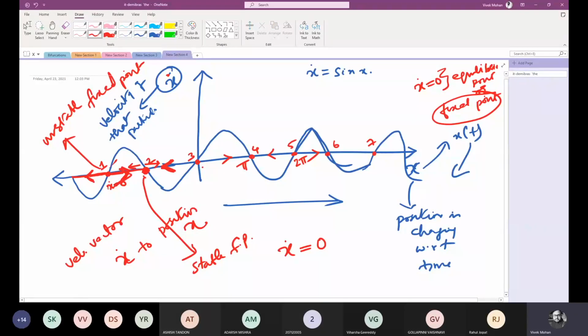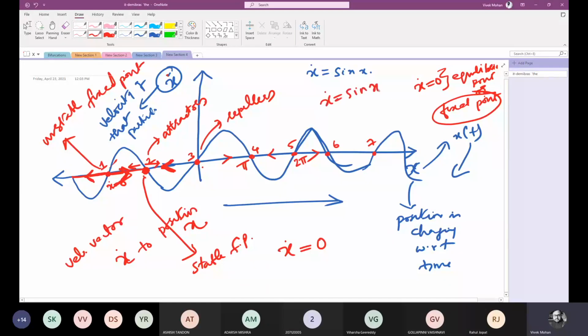Now, the other fixed points, the unstable fixed points, are also known as repellers. These are repellers. These are attractors. Okay, attractors.